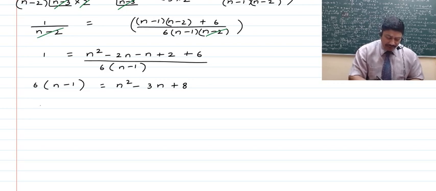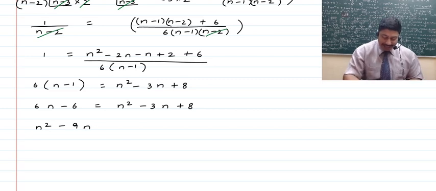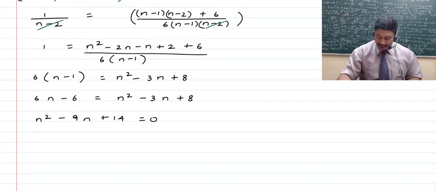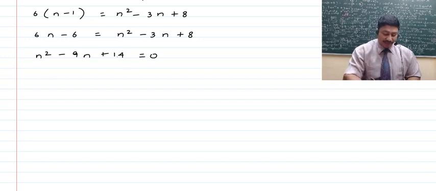So for the children, we now multiply this within, so we now get 6n minus 6 here, and on the right hand side we have n square minus 3n plus 8. So further on solving this, we will get n square minus 3n minus 6n will become equal to minus 9n, and 8 plus 6 will become equal to 14, equal to 0, right? So for the next, now what we do is we have to factorize, so we will write the product of the prime factors of the coefficient of the quadratic term and the constant term. So that comes to 2 into 7, that is 14.